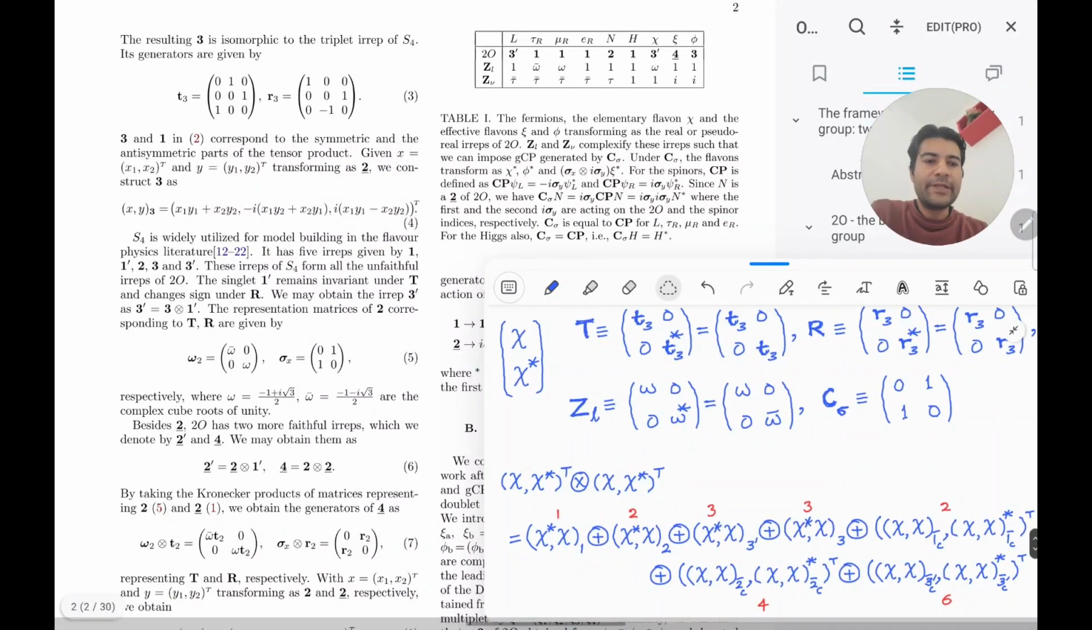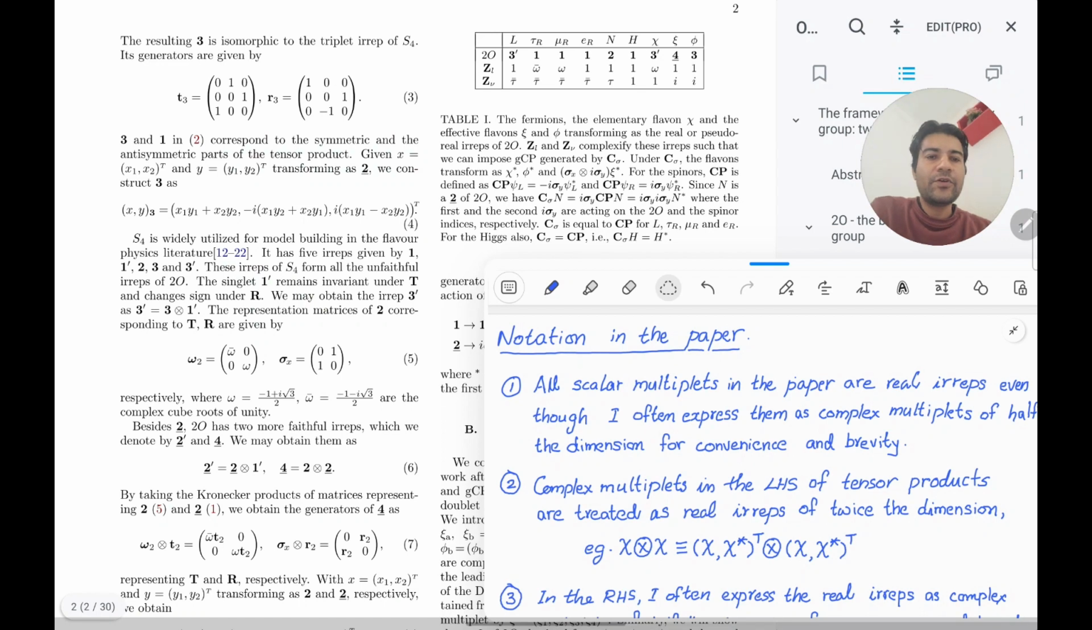This all may look a bit complicated, but the advantage of this approach is that now I don't have to consider generalized CP as something separate from the flavor group. So these other complications like one irrep going to another, or obtaining new irreps as linear combinations, all these problems just go away. Finally, I want to discuss the notation adopted in the paper.